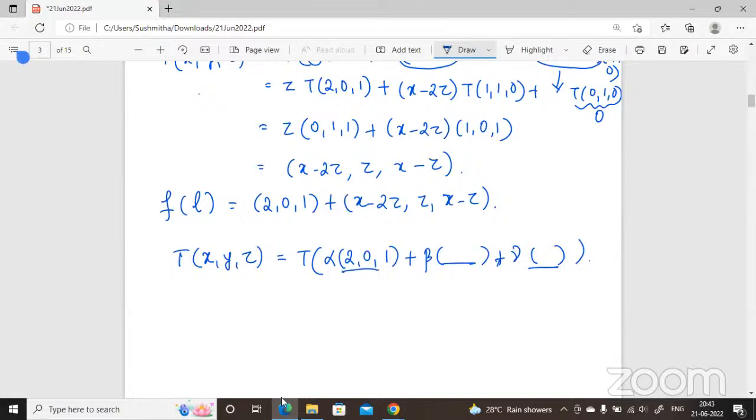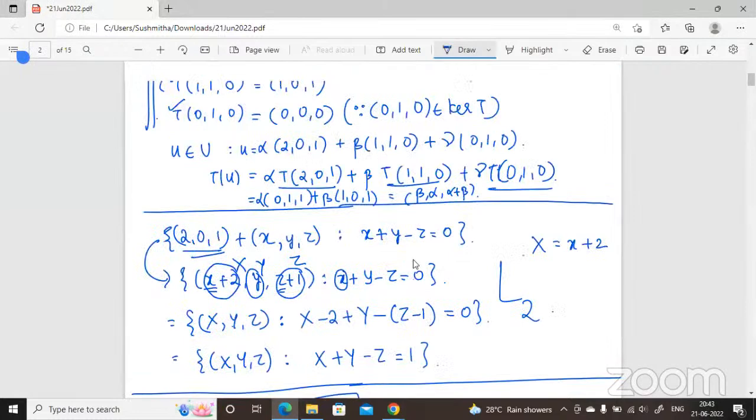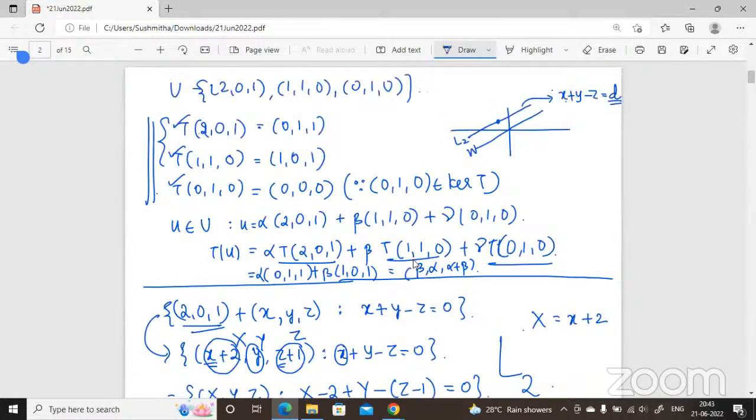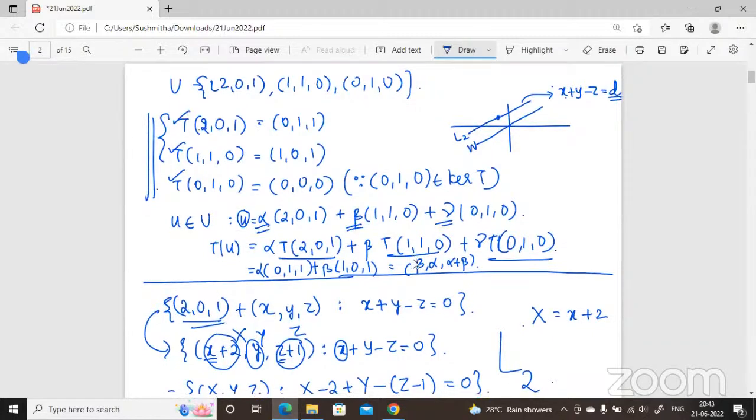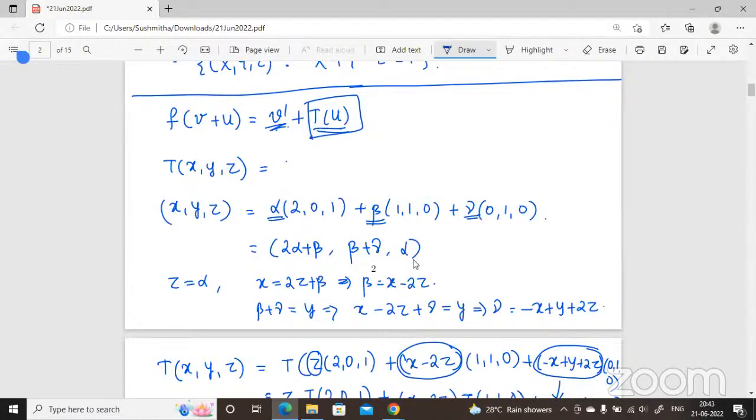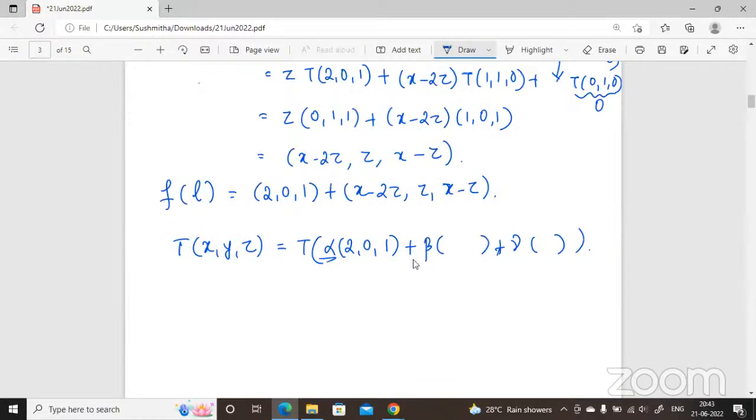What is T of u? I just wrote a general u. This x comma y comma z has to be expressed like this, right? You have to find out what alpha, beta, gamma are. That's what we did here. So we find this alpha, beta, and gamma so that we know the linear transformation.